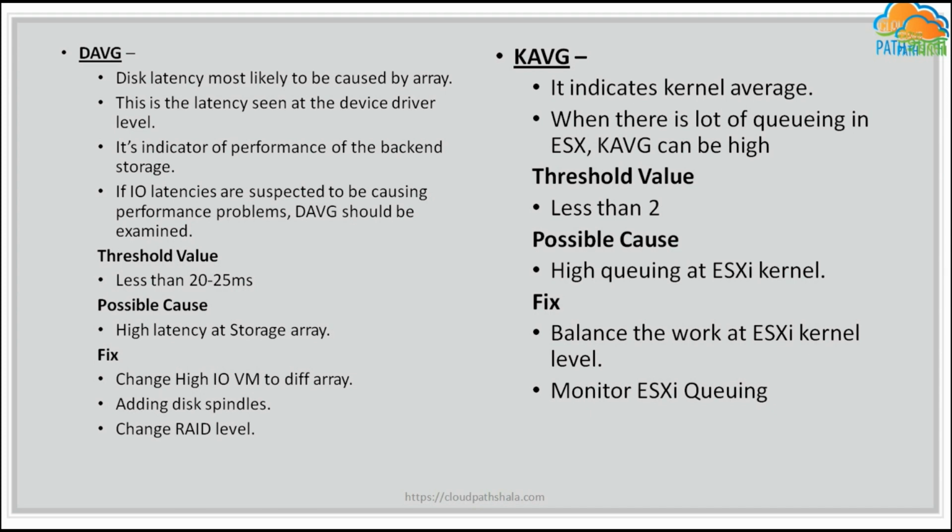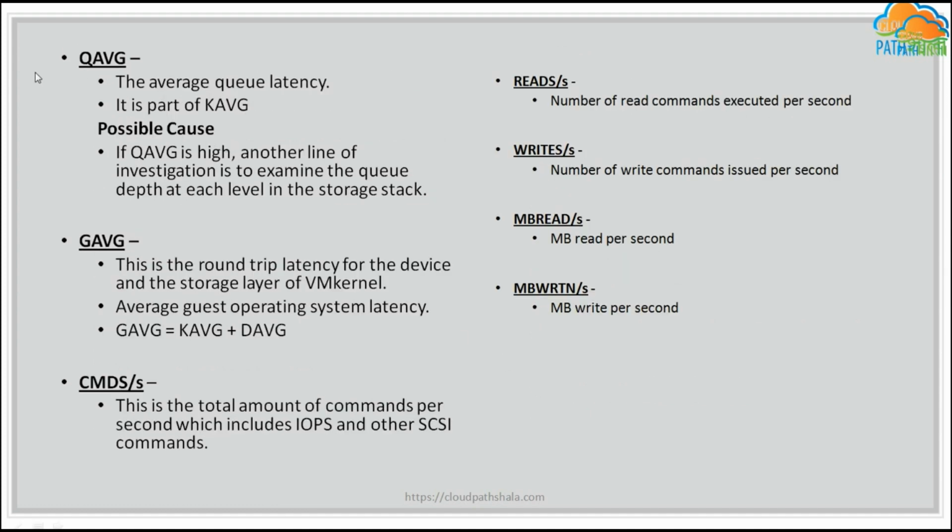Because if you want to fix something on the storage end, you're going to look at the disk average. If you want to fix something on the VM kernel level, you want to look at the K average, which is the kernel average. It has to be less than 2. That is the threshold value. Let's move on to the next one.